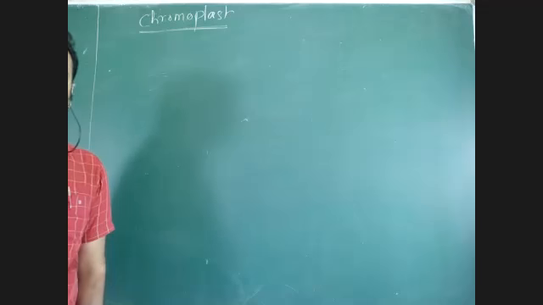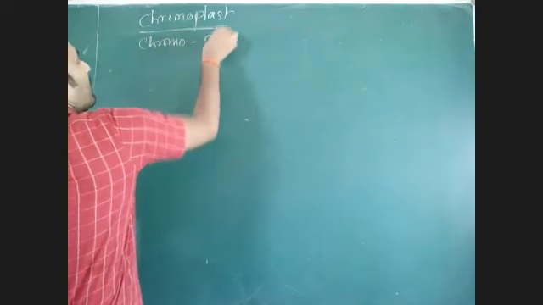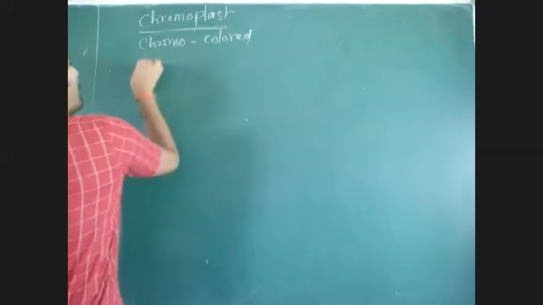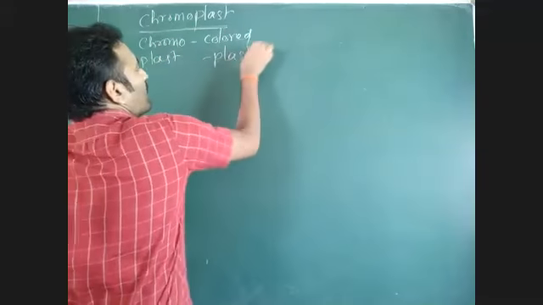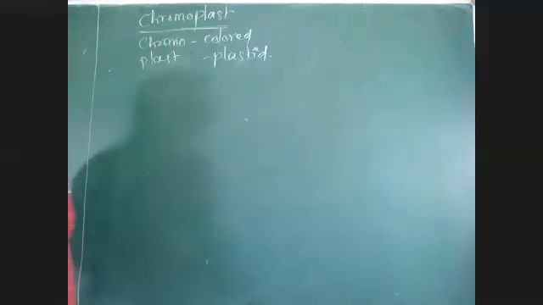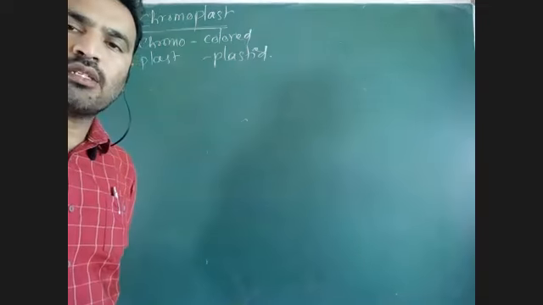This chromoplast. What is chromoplast? The name itself is indicating: chromo means colored, and plast means a type of plastid. Plastids which are colored are called chromoplasts.